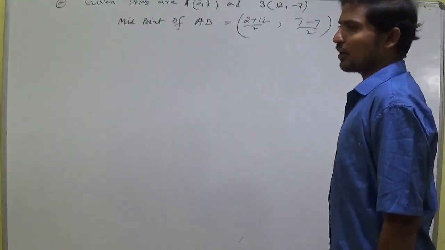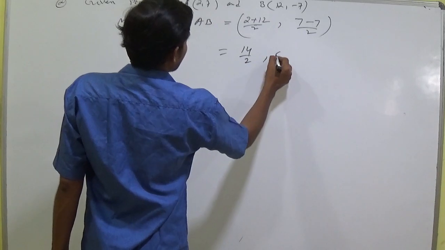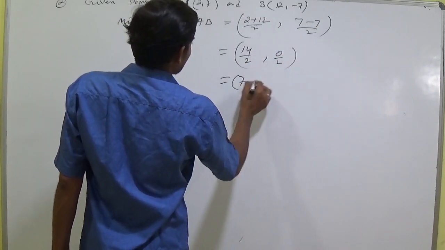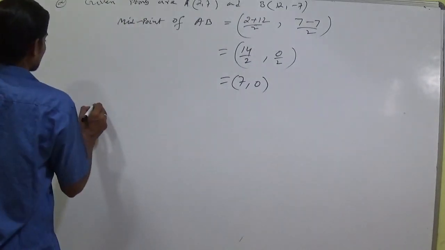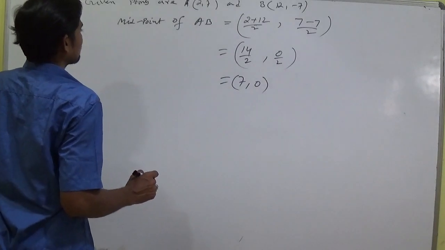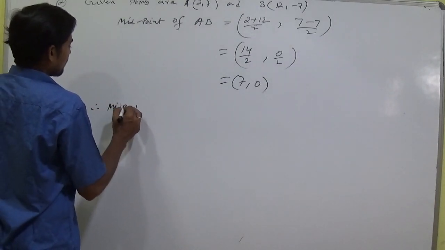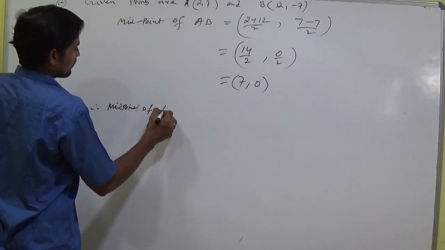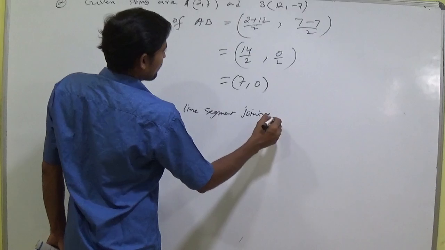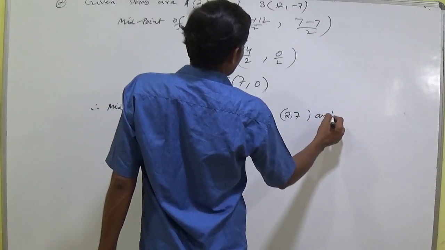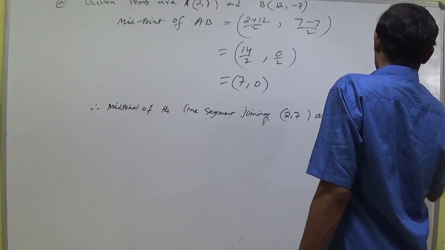Midpoint formula is (x1 plus x2) by 2 and (y1 plus y2) by 2, which is equal to 14 by 2, comma 0 by 2, which is equal to (7, 0). Therefore, the midpoint of the line segment joining (2, 7) and (12, -7) is (7, 0). Understand?